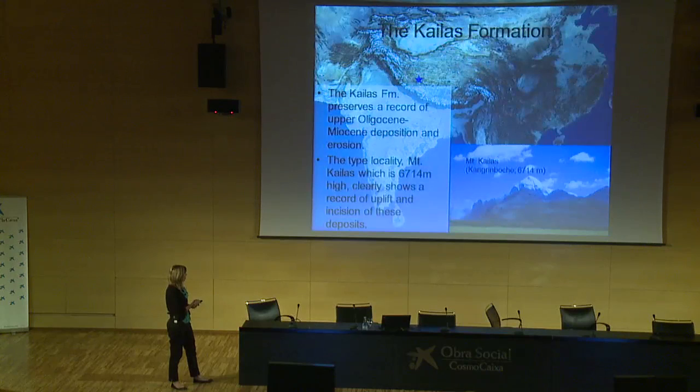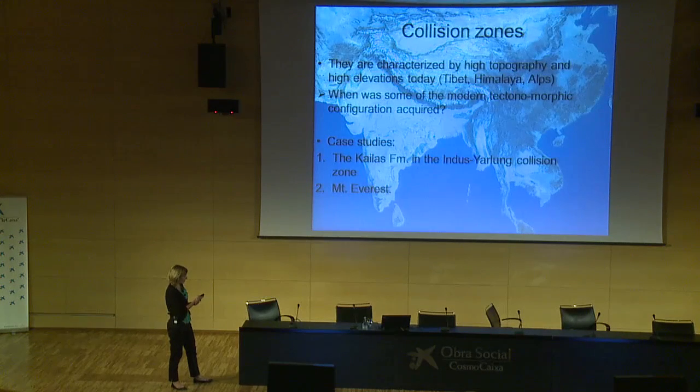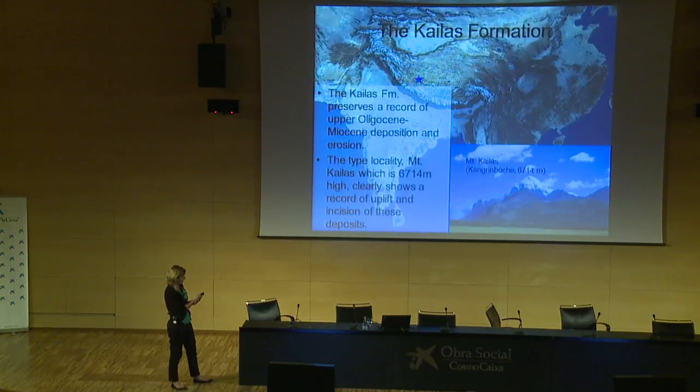And so we're going to look at two study areas. I'm going to talk about the Kailas formation, which is an upper Oligocene to lower Miocene formation, which is pretty regional and basically was deposited along the entire suture zone for over 500 kilometers from west to east. And then I'm going to move south and look at the Mount Everest region. So even if you're not interested in the India-Asia collision, maybe you will be interested in at least looking at some pretty pictures of Mount Everest.